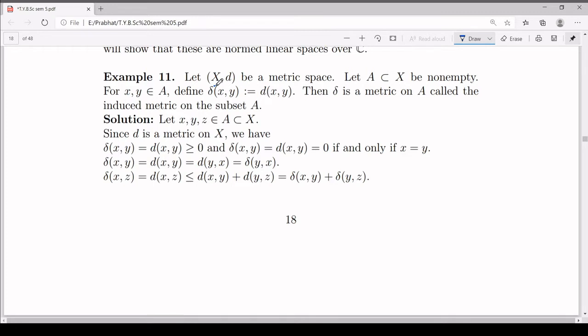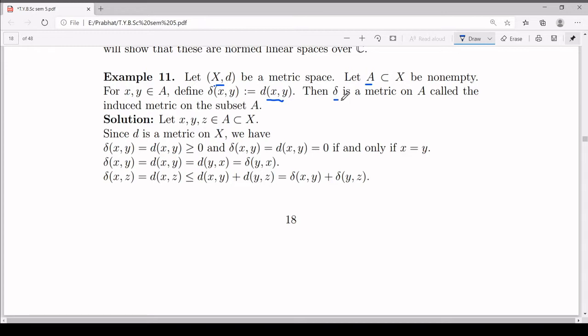You take a metric space (X, d). So X is a set and d is a metric on X. And then you take a non-empty subset A of X and define a function delta on A. That means for x and y in A, you define delta as the restriction of the metric d on A. That means delta(x, y) is equal to d(x, y).